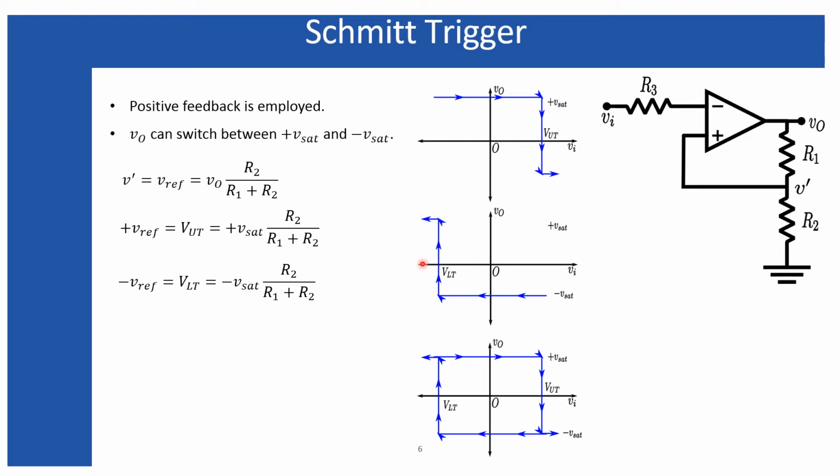And when the input voltage is still decreasing, no change takes place in the output voltage, because the output voltage will remain at plus Vsat. But during that time, the threshold voltage is changed.